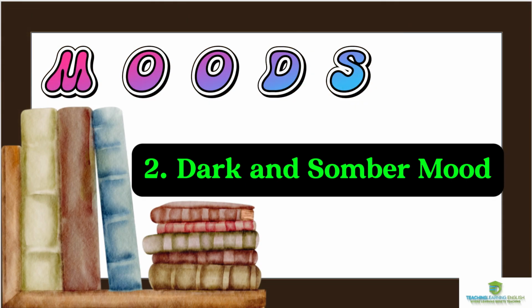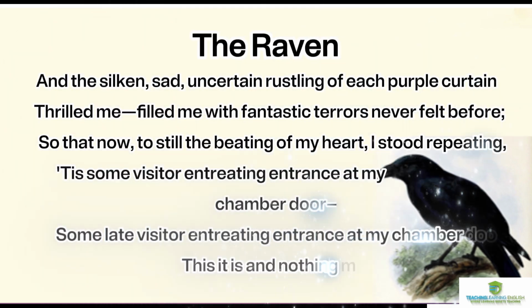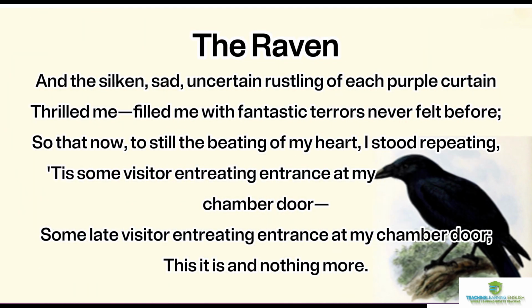Second, dark and somber mood. The Raven by Edgar Allan Poe. This is a very famous poem. What is the analysis here? Poe's use of auditory imagery such as the silken, sad, uncertain rustling creates a suspenseful atmosphere. The slow, deliberate pacing of the lines adds to the sense of dread.